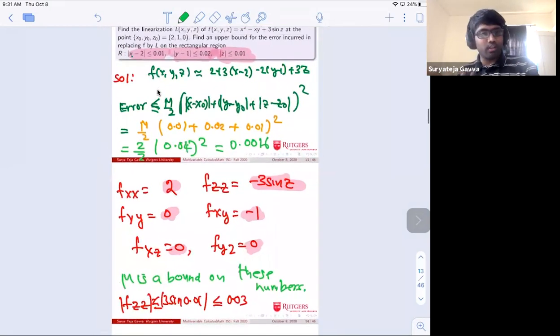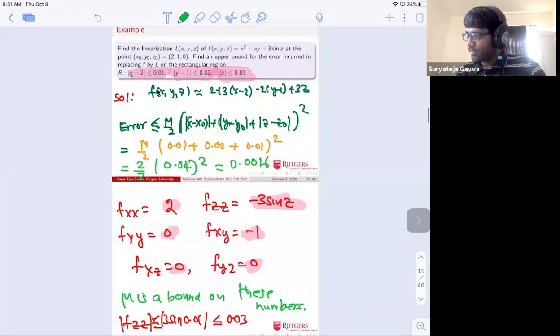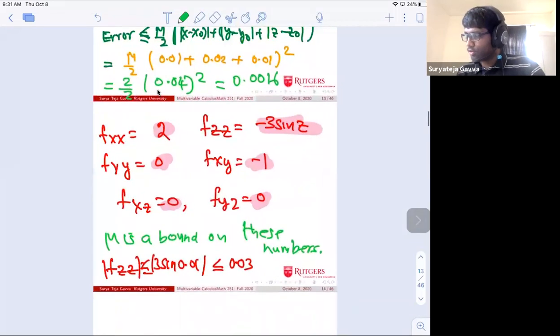I want a bound. I want the absolute values of all these quantities. Bound means the size of it, not the sign. So M is basically the maximum absolute value you can get.